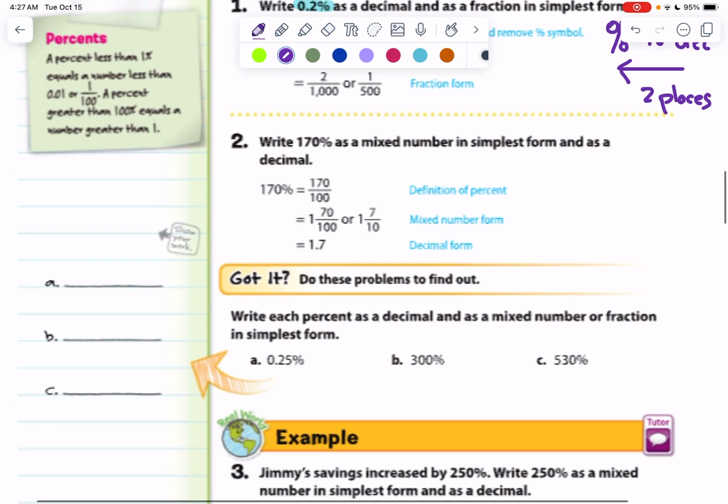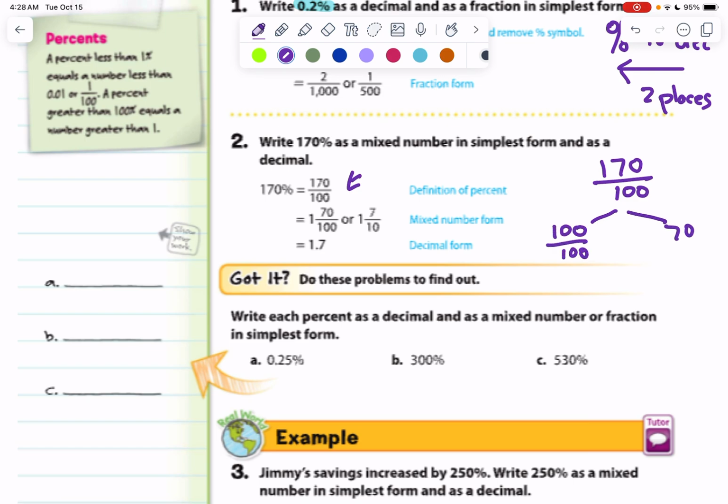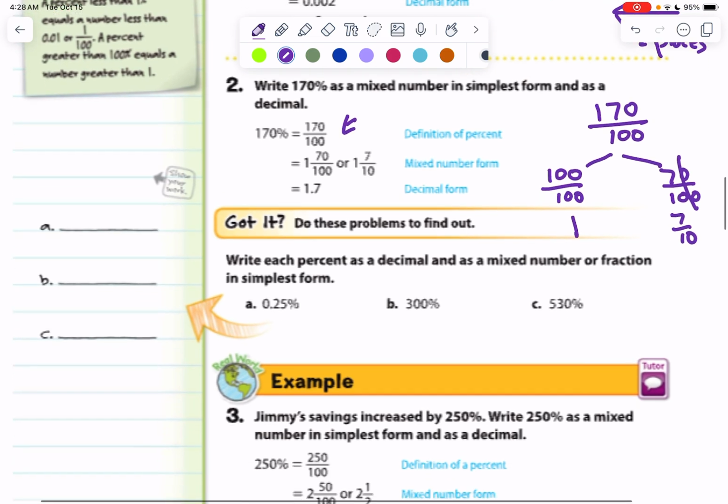Now it says write 170% as a mixed number. So if you look here, they put 170 over 100. And that helps us to see that, think about if I write 170 over 100, I could then break that up into a full 100% and 70 of 100. So this becomes 1, and this simplifies to 7/10. Let's try another one.